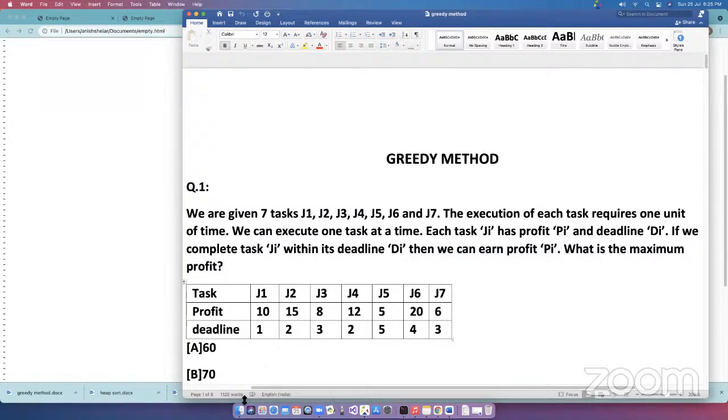So remember the data given. 7 jobs are given. 7 jobs. Okay. And their profits have been given. So what it means is if you do this job J1, you will get $10 maybe, or 10 rupees, whatever.